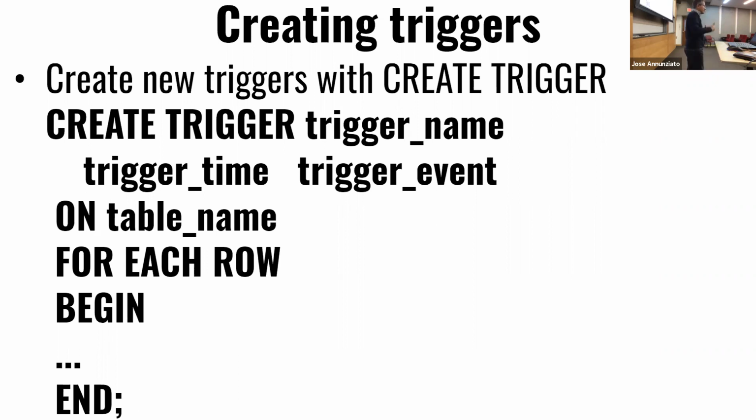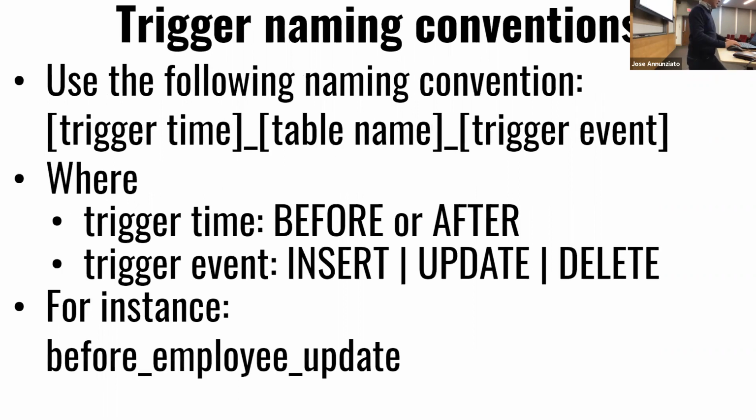Or every single update or every single delete, right? So the naming convention, or I mean, you can call the triggers anything you want, but a very common way of naming triggers is to specify the trigger time first, before or after, then the table on which the trigger is being defined, and then the event at the end, whether it's an insert, update, or delete. So for instance, you might have before employee update. Okay, just some common names.